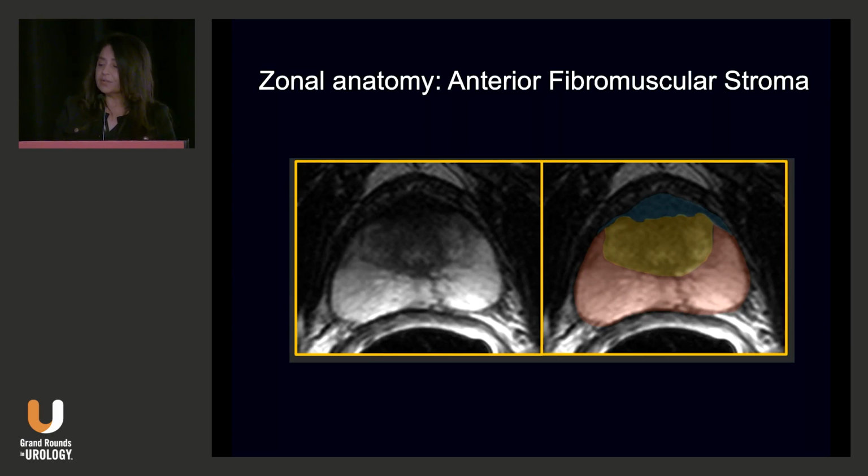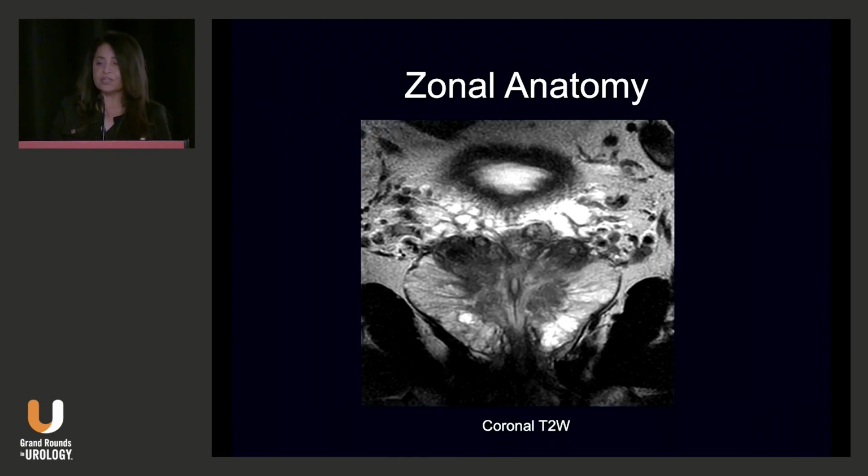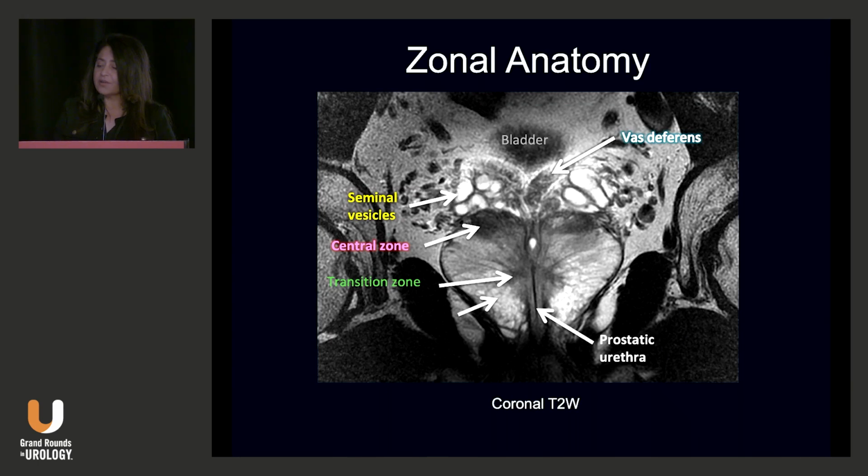And then anteriorly, we have the anterior fibromuscular stroma, which is going to be dark, both on T1 and on T2 weighted images. So if you just evaluate the zonal anatomy on a coronal image, you can again see the central zone on the very top in the pink. Then you have the transition zone, the green, and then you have seminal vesicles on the top. And I'll go over some of the stuff on seminal vesicles at the end. And then you can nicely see the prostatic urethra.